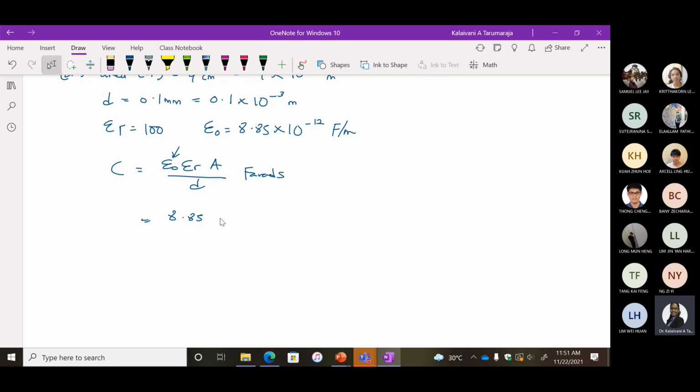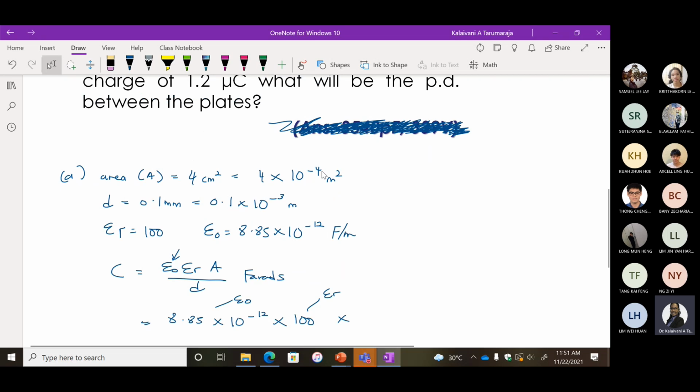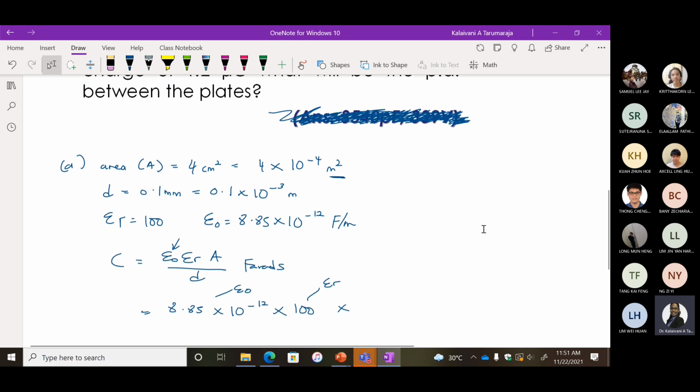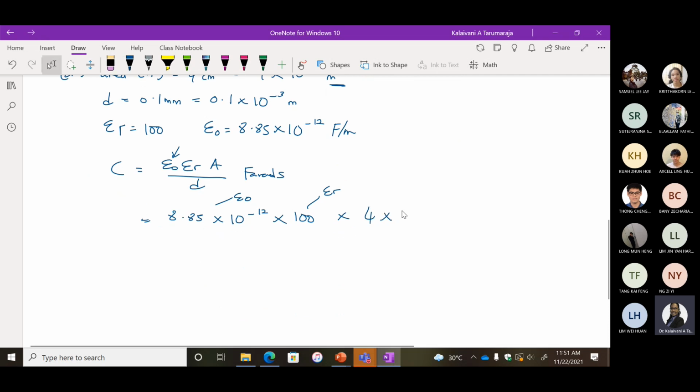8.85 times 10 to the minus 12. Take note, don't look at the answers; Miss always looks at the steps, how you do your steps. Times 100, which is the relative, and the 8.85 is the absolute. Then times A, the area. I'm not going to take 4 cm because I need to convert to meters, to the power of 2, so that's the reason we have 4 times 10 to the minus 4. After that, divide by the distance, which after converting is 0.1. It's not necessary to convert, it's up to you; you can write directly.